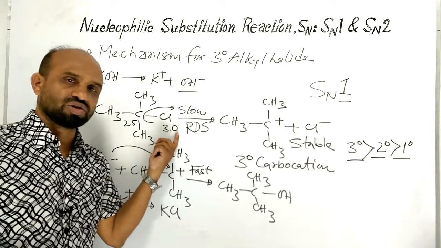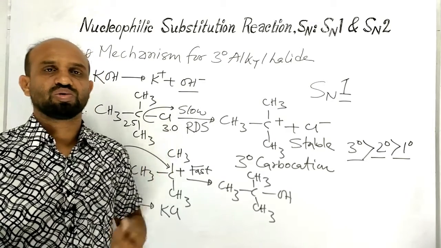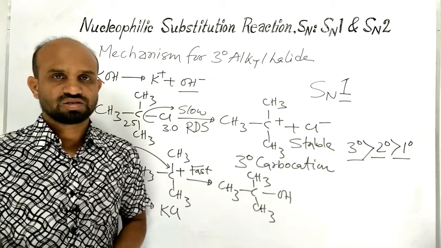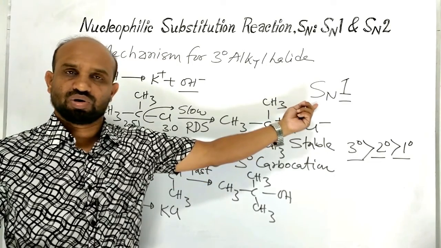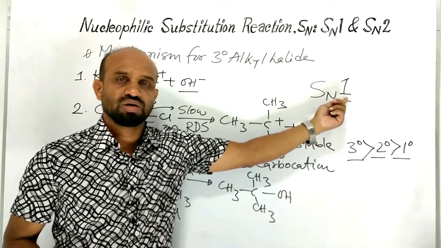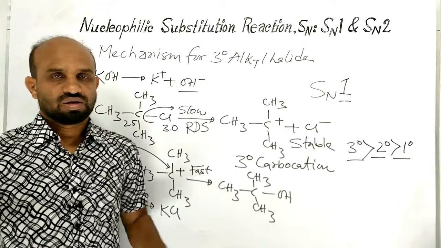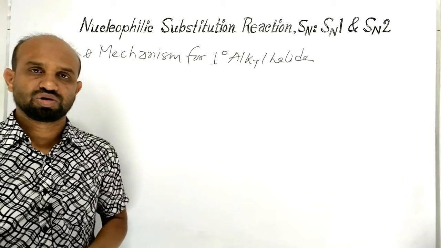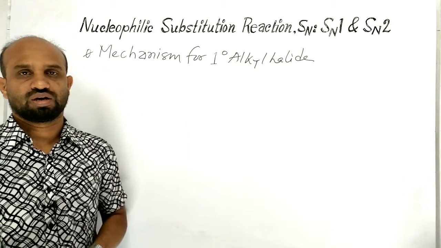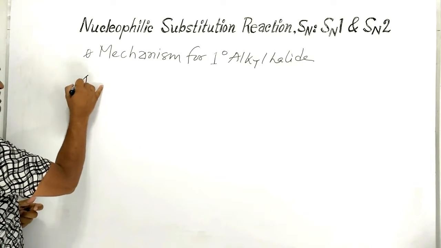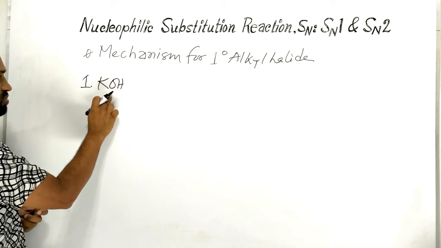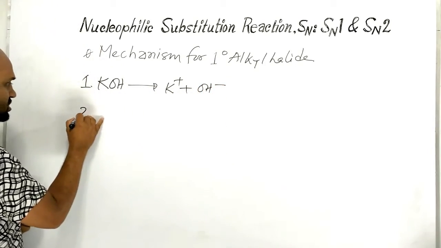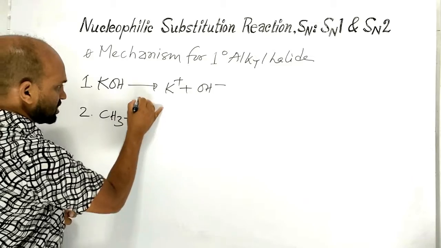As the rate of the reaction depends on only one reactant, that is why this reaction is called a first order reaction. This is the mechanism of SN1 reaction, unimolecular nucleophilic substitution. Now let's see the mechanism for 1 degree alkyl halide. Mechanism of nucleophilic substitution reaction for 1 degree alkyl halide. Let's write. Step 1, an aqueous solution of potassium hydroxide produces nucleophile.